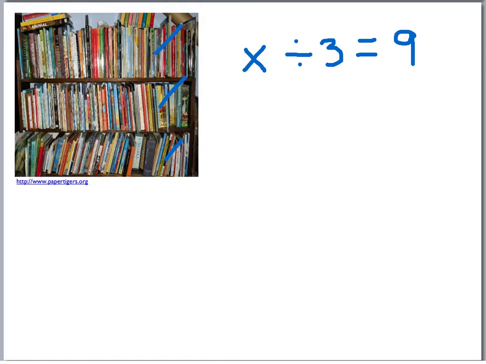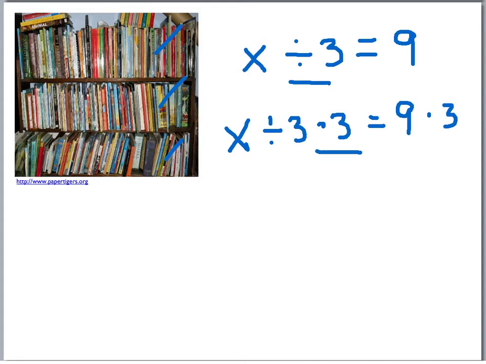Well, let's go ahead and solve for X. Again, we've got our equation here, equal on both sides. So we want to get all the variables on one side and the numbers on the other. So X divided by 3. How are we going to get rid of that divided by 3? Using the inverse operation of multiplication. So we're going to say X divided by 3 times 3 equals 9 times 3.